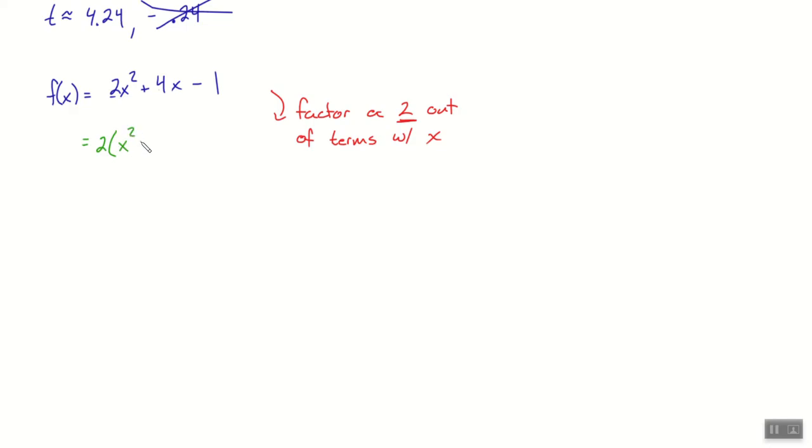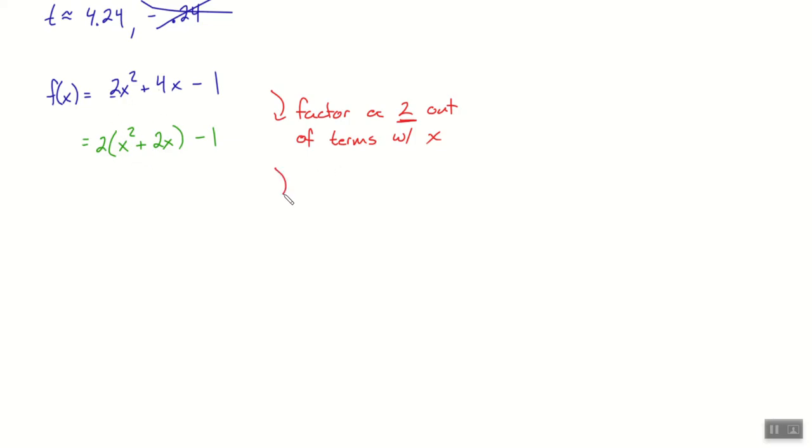x squared plus 2x, I'll close it, and minus 1. Okay, now, in my work, I wouldn't really close this. I would continue on. But right now, if all we've done is rewritten it, if we distribute it out, we get the exact same thing.